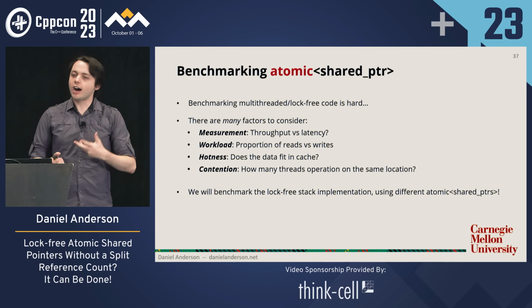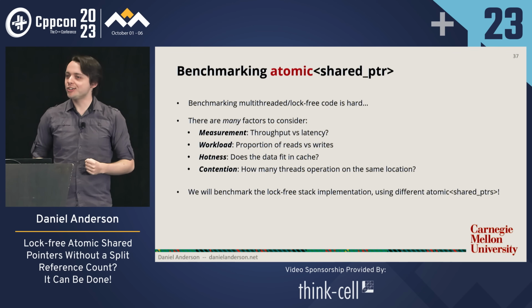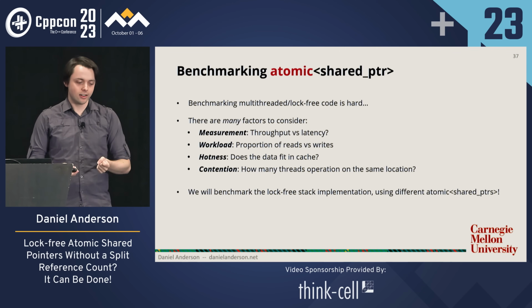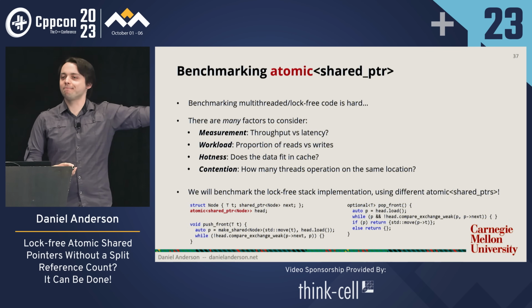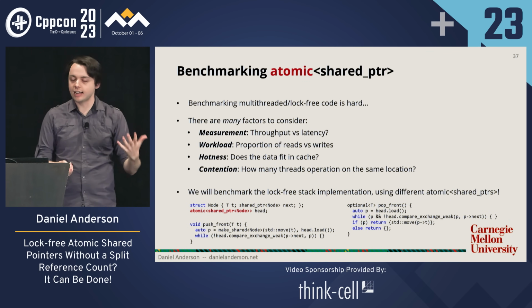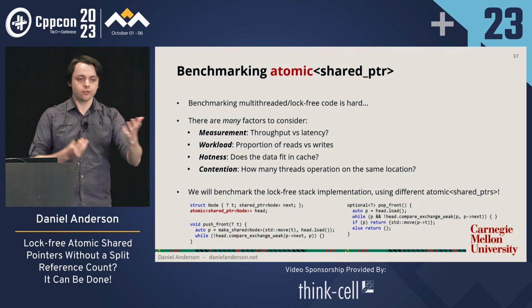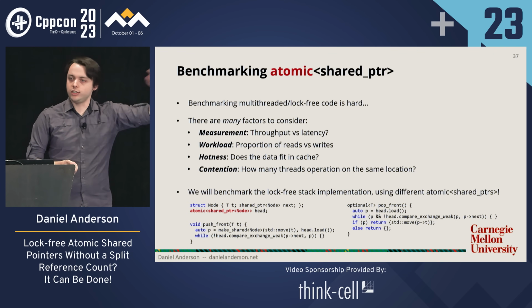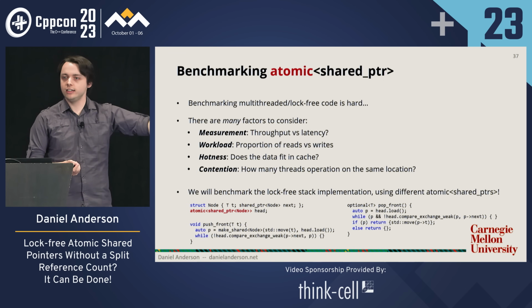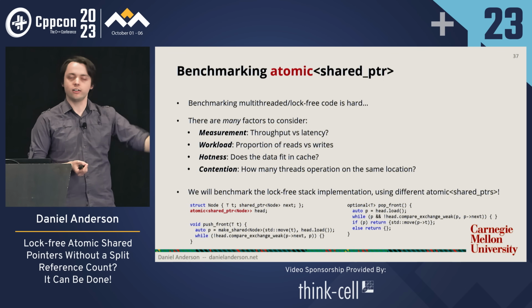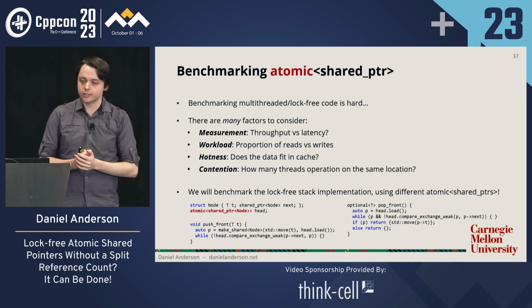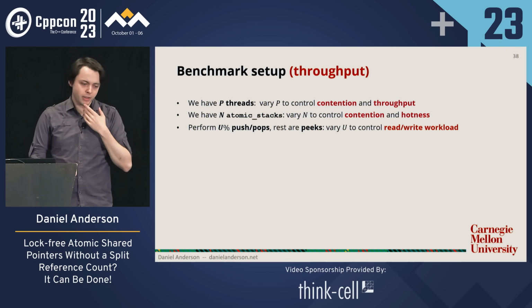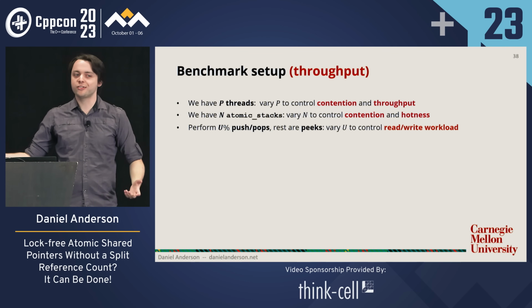I really like that concurrent stack that I showed you at the very start, the 10-line stack. So for our benchmarks, we're going to benchmark that. We are going to implement that concurrent stack, but to compare the different atomic shared pointers, we are just going to swap the atomic shared pointer for different implementations of it. So we're going to use mine, we're going to use Folly's, Anthony Williams', and the one from the standard library, and see what happens.